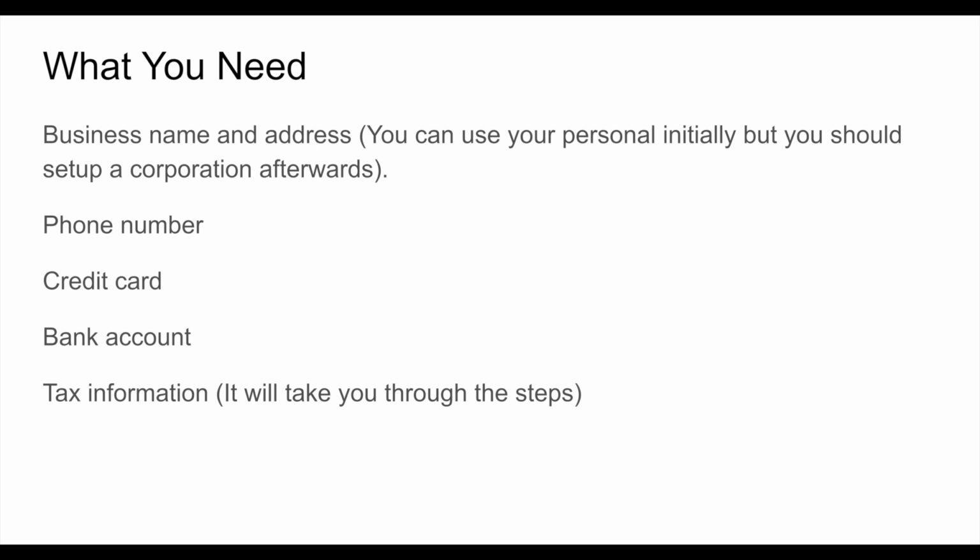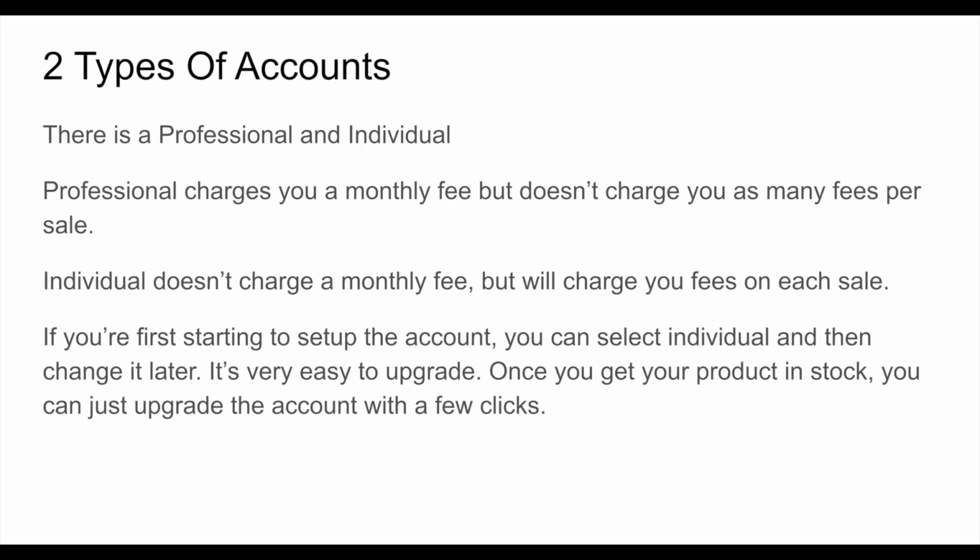This is for tax information. This is for liability purposes. There's different reasons why you would want to do this. There are two types of accounts: professional and individual. Professional charges you a monthly fee but doesn't charge you as many fees per sale. Individual doesn't charge a monthly fee but will charge you fees on each sale.